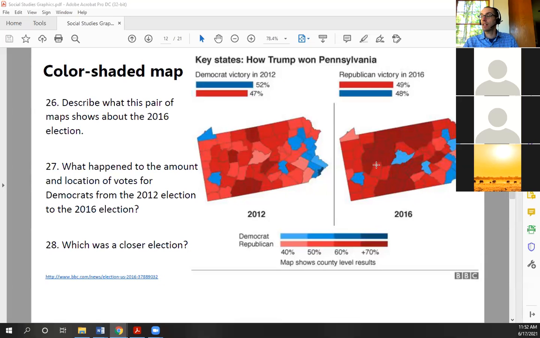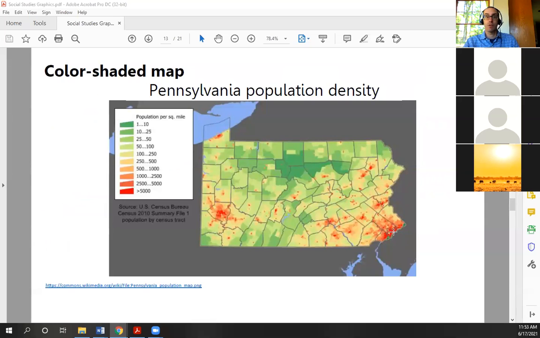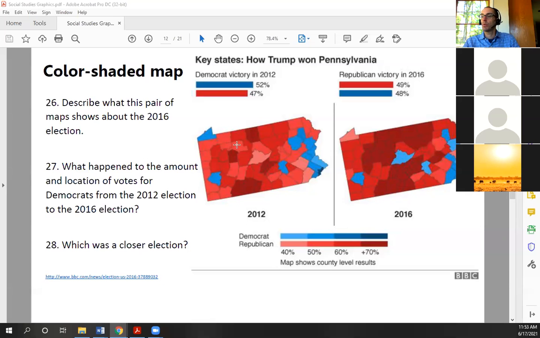So it's not that each of these counties is equal. There's a lot more people in the Philadelphia counties than out here in the northern Pennsylvania counties. So you can be as Republican as you want in northern Pennsylvania, but if there's only 20,000 people in your county, whereas in Philadelphia there's 20,000 people in a square mile, that's going to make a difference. So we won't look too closely at these questions, but with population density, you've got to pay attention to that population density.